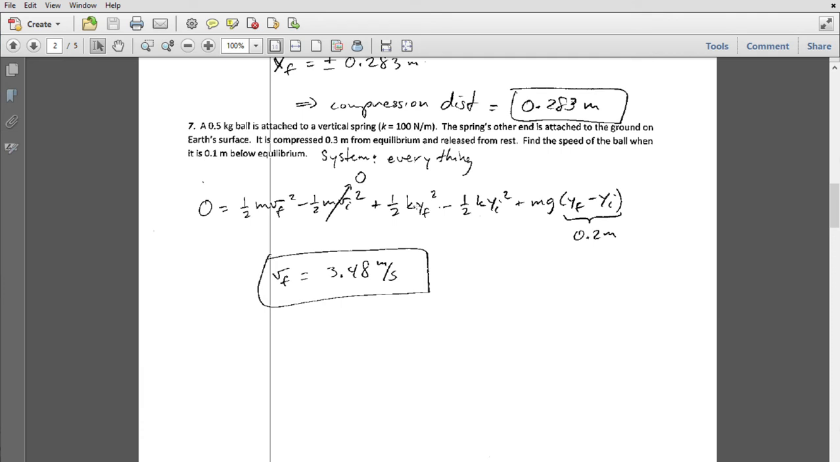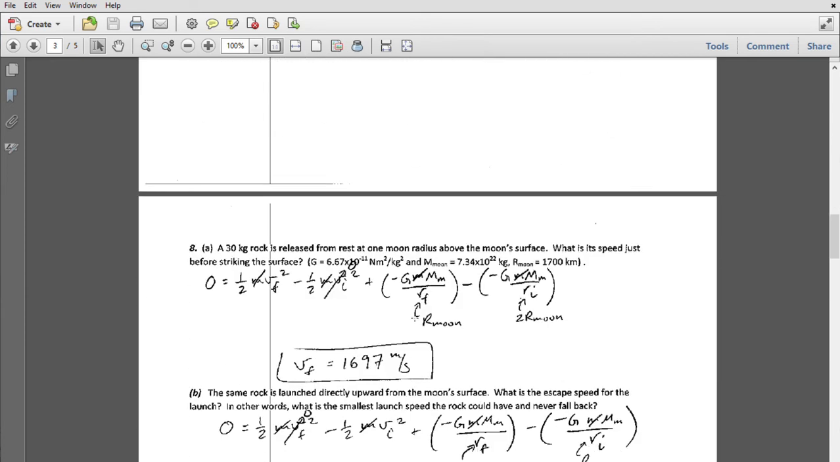y final is going to be minus 0.1, but it doesn't matter because I'm squaring it, that it's negative. y initial is minus 0.3. Again, it doesn't matter because I'm squaring it there. It's gone upwards in y by 0.2 meters, so delta y is 0.2 meters. And it's released from rest, so v initial is 0, and v final is what we're after. So we can just unsquare it and get our answer.